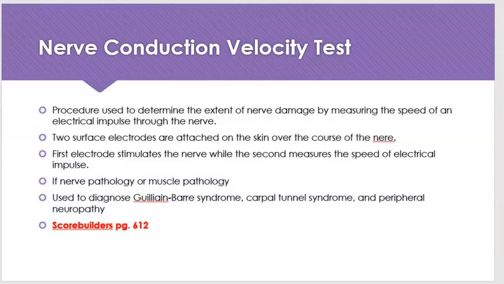Nerve conduction velocity test, you'll probably hear that a lot. So measuring the speed of electrical impulse through the nerve to see if there's any kind of nerve damage. It could be for nerve pathology or muscle pathology, used to diagnose Guillain-Barré syndrome, carpal tunnel syndrome, and peripheral neuropathy.